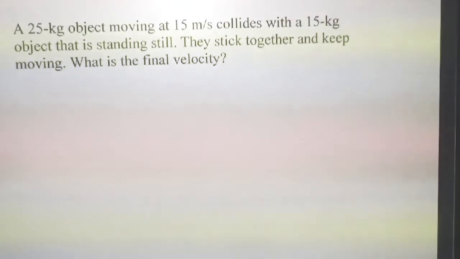Good morning. I want to work another example problem for you, this time specifically involving momentum. We've talked about momentum and conservation of momentum, and we have to use those principles to solve these type of problems. So in this problem, we have a 25 kilogram object moving at 15 meters per second. It collides with a 15 kilogram object that is standing still. They stick together and keep moving. What is the final velocity?